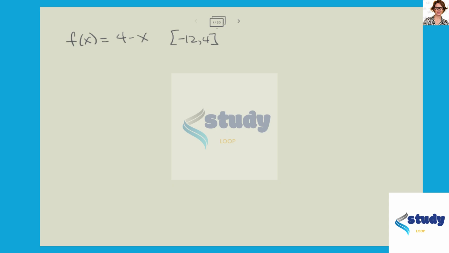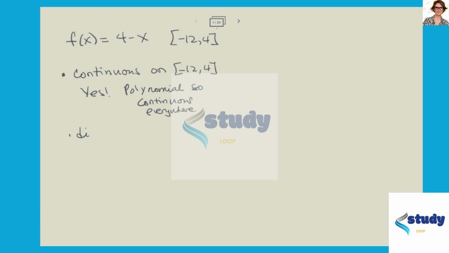So we have two things we have to check to see whether the mean value theorem can be applied. The first is, is it continuous on the closed interval? And the answer to that is yes, it's a polynomial. So it's continuous everywhere.